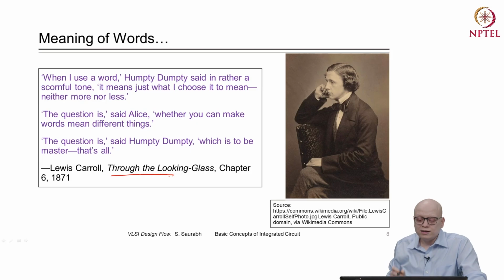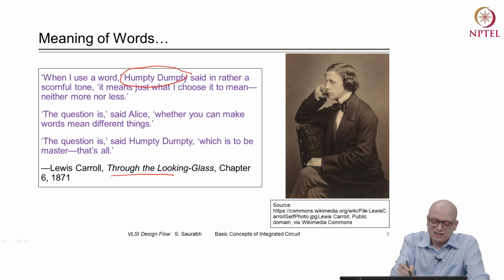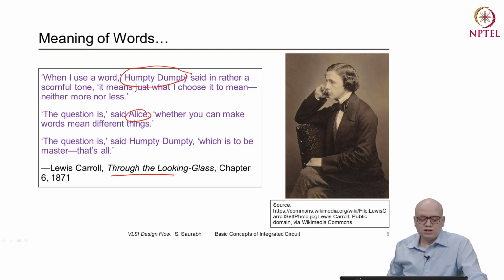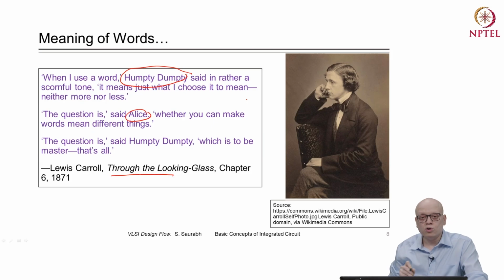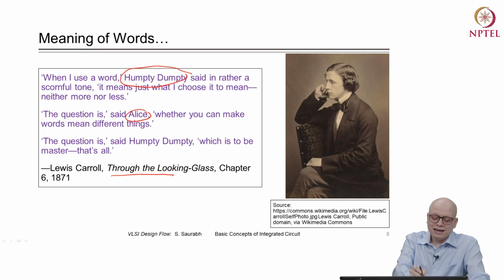There is a dialogue between Humpty Dumpty and Alice. Humpty Dumpty says, when I use a word, Humpty Dumpty said in a rather scornful tone, it means just what I choose it to mean, neither more nor less. Then Alice says, the question is whether you can make words mean different things. Humpty Dumpty replies, the question is which is to be the master, that is all.